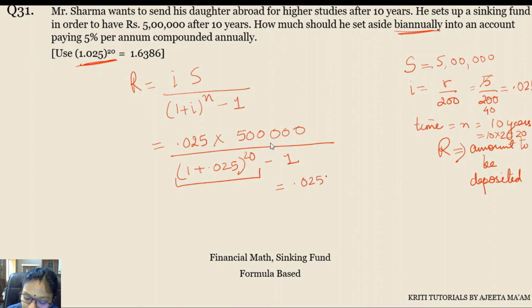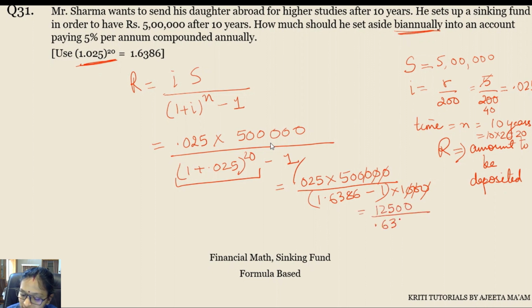0.025 into 5 lakh upon 1.6386 minus 1. Now let's do the calculation. Let's put it in the bracket, which will remove this decimal and makes our calculation easier. Right? So 25 into 5 is 12500 upon 0.6386. Now again, if you remove this decimal, 4 zeros will go up. Now do the long division for this calculation very sincerely. Do not be in a hurry.